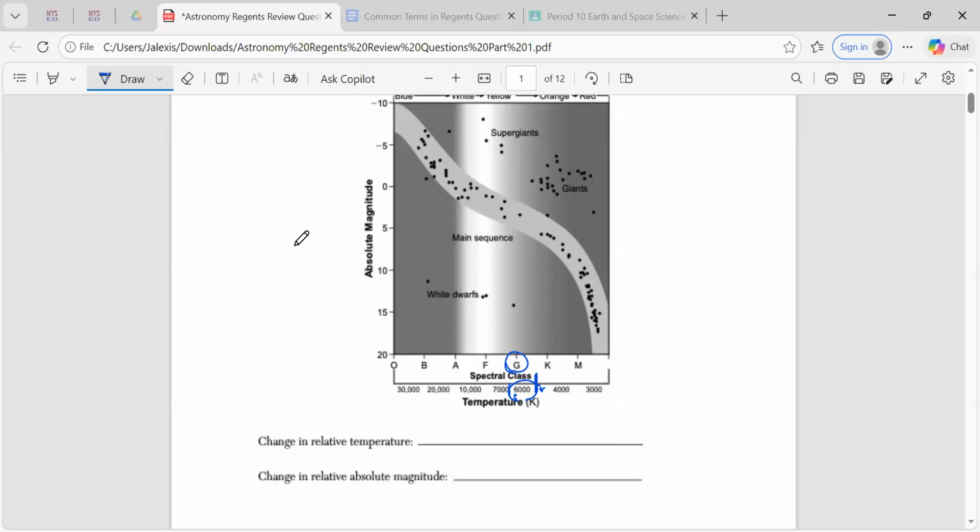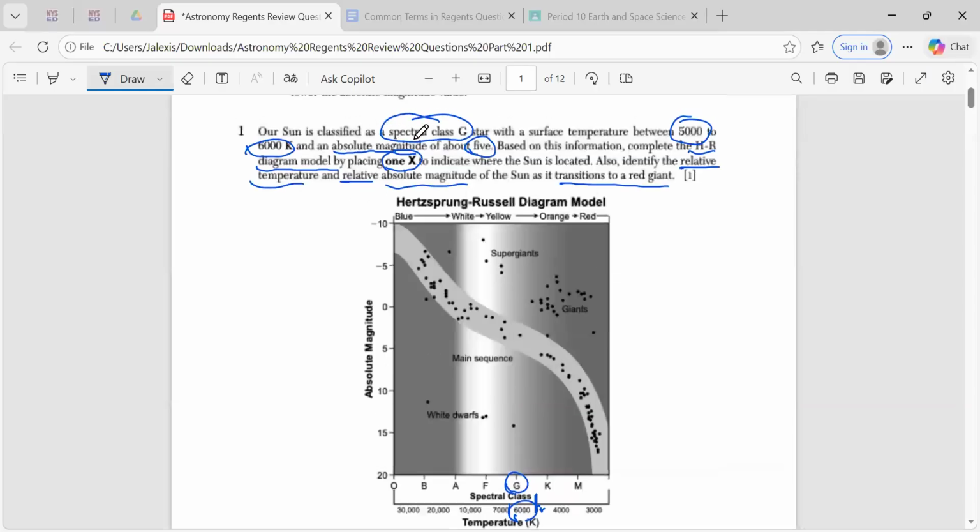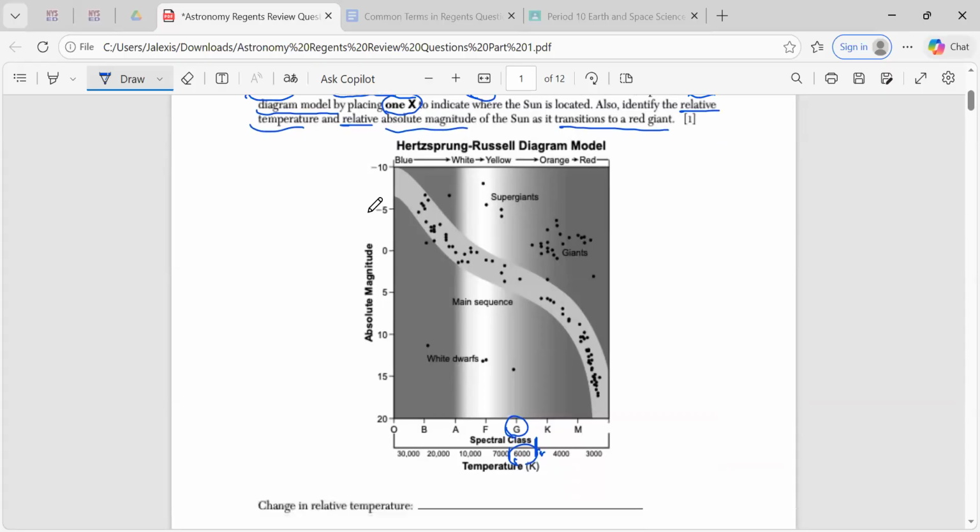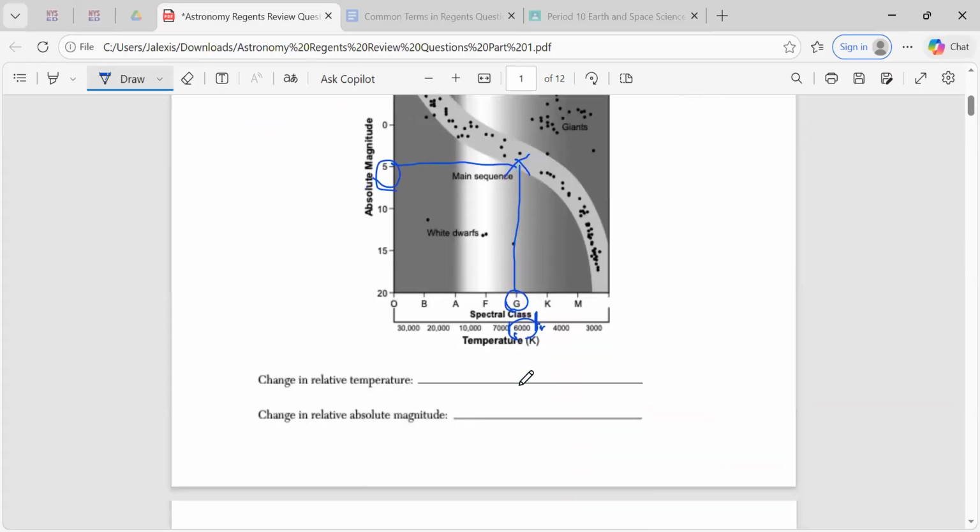So next they tell us that the sun has an absolute magnitude of about 5, not -5, but 5. So if I see it's a spectral class G and I see an absolute magnitude of 5, then I'm going to mark my X somewhere around here. All right, that's the first part.